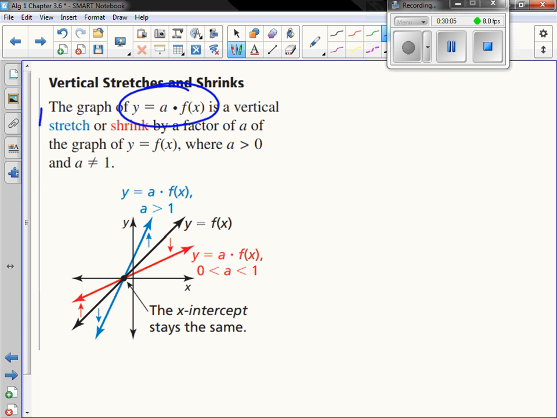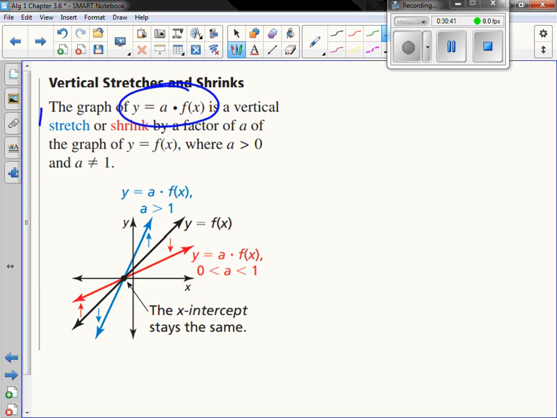Now the question comes up if a is negative. If it's negative, it's the number in front of f of x. If a is negative, it's a reflection across the x. When we talk about vertical stretch and shrink, we're just looking at the number. We're not caring about the sign, because if it's negative, it's a reflection across the x. If it's positive, nothing happens. It's just a stretch or shrink. Questions on this here so far?